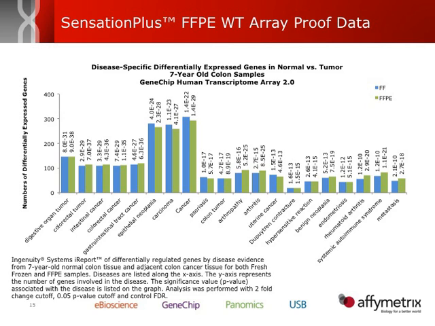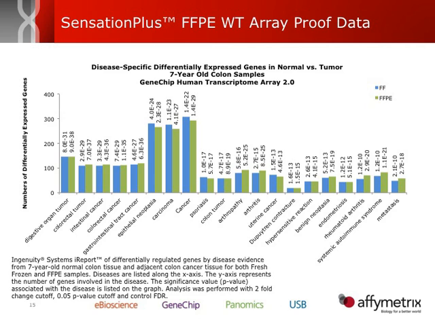And what I want to direct your attention to is that the blue bars are fresh frozen, and the green bars are FFPE-derived RNA. And what you can see is that for each of the disease categories, the fresh frozen and the FFPE samples are performing almost identically.